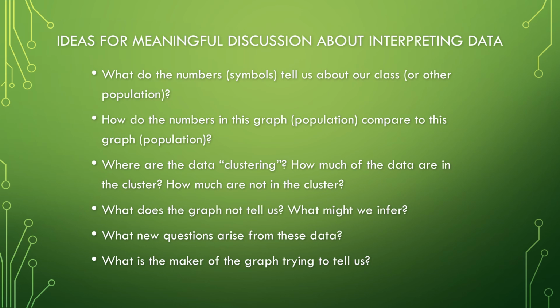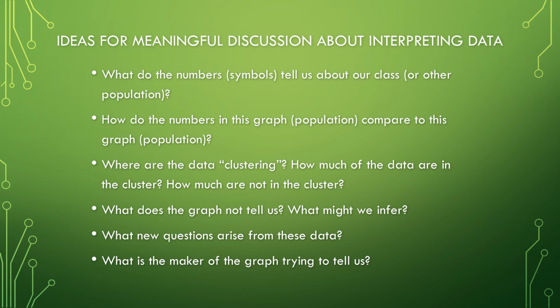So here are some examples for meaningful discussion about interpreting data. What do the numbers tell us about our class? Maybe you did a survey about the class, about pizza. What do the numbers tell us? Or about what method of transportation they use. How do the numbers in the graph compare to this one? Maybe you have the teacher next door to you and then your class, and you're going to compare those two. What's the difference between the most popular forms of pizza in each class?